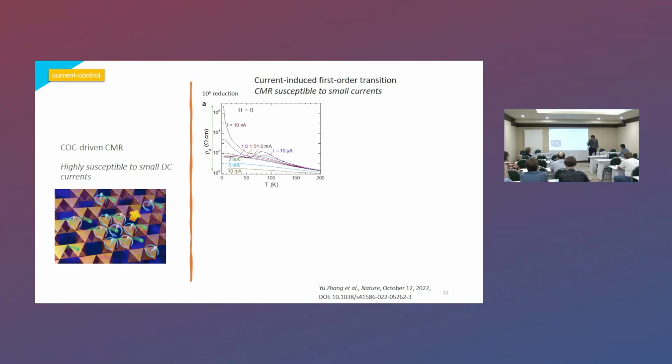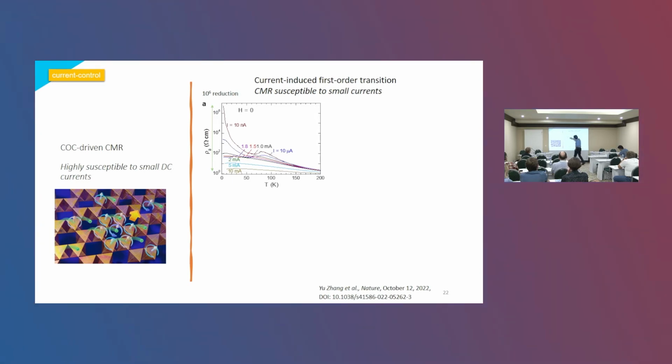So this is the idea about the loop currents. Now let's see a little bit more detail. As we said earlier, we use small current to control quantum states. Here is another example. This is resistivity as a function of temperature without magnetic field, but we change the applied current. We started with, for example, 10 nanoamps, and then changed it to microamps and milliamps and so on. You can see that at low temperature, resistivity drops by 6 orders of magnitude. That's also quite decent.